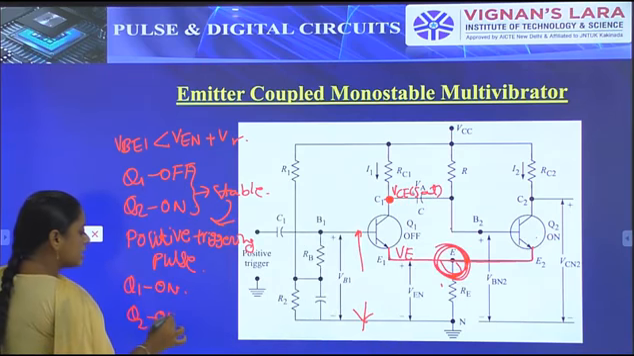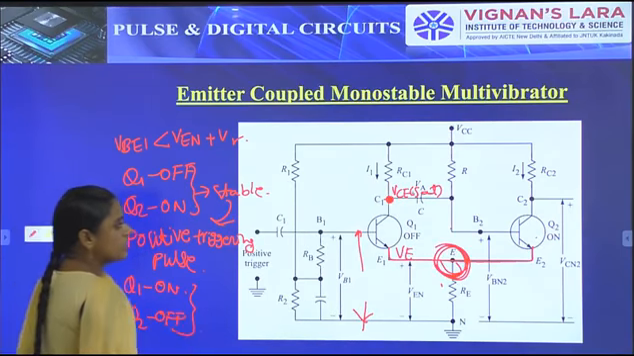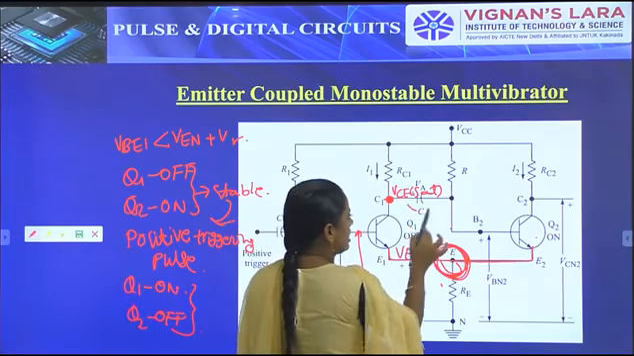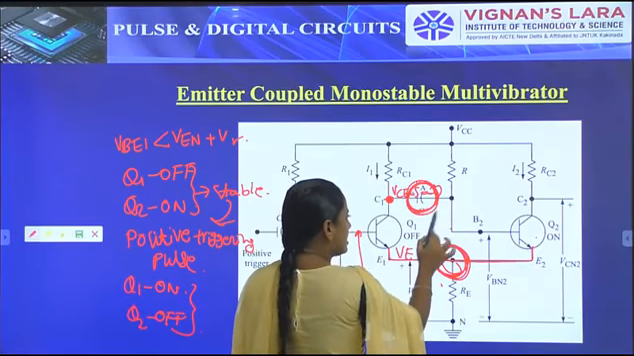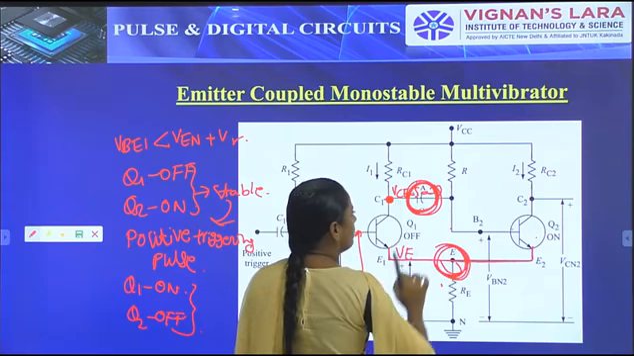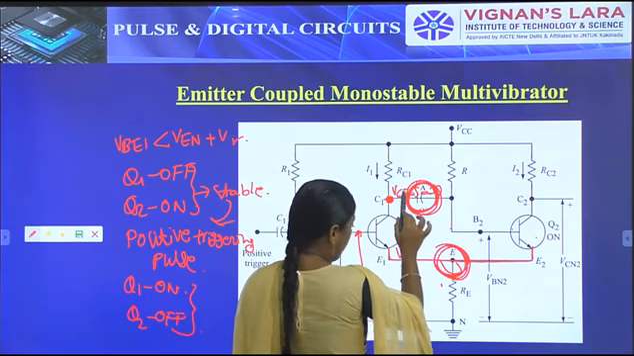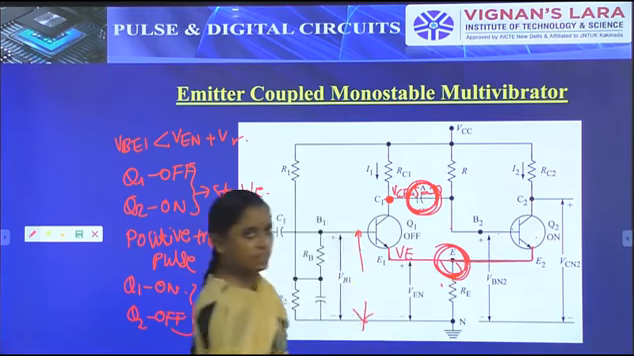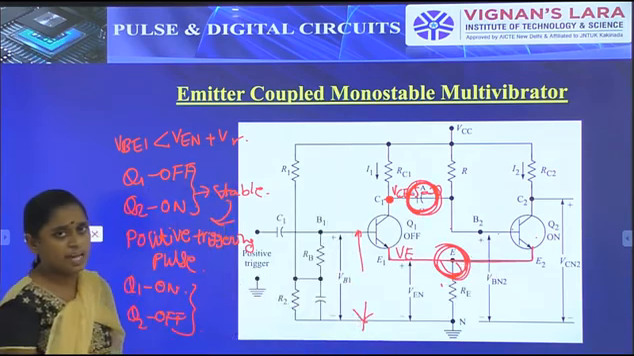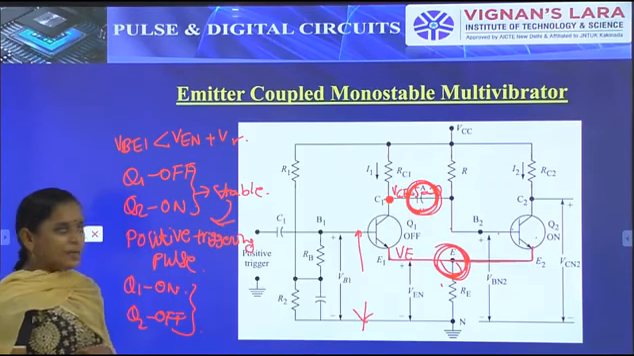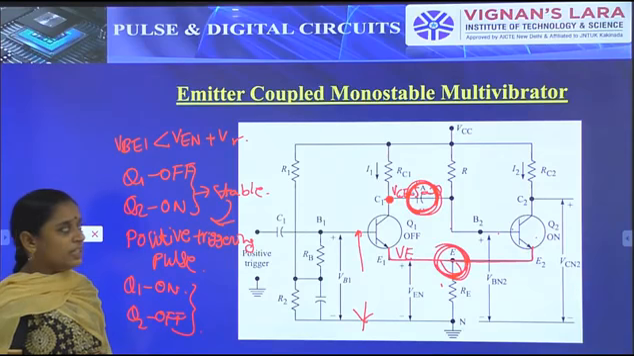But during this time, what happens? This capacitor starts discharging. Why? Because it is connected in between VCE sat and the other terminal. During this time the capacitor starts discharging. When the capacitor starts discharging, what is meant by that?